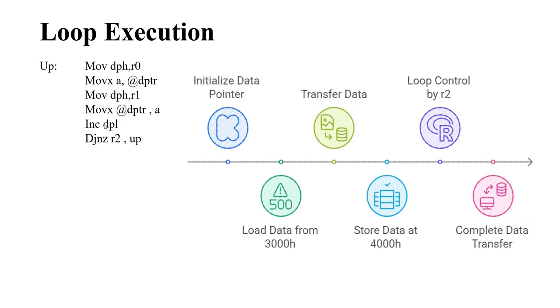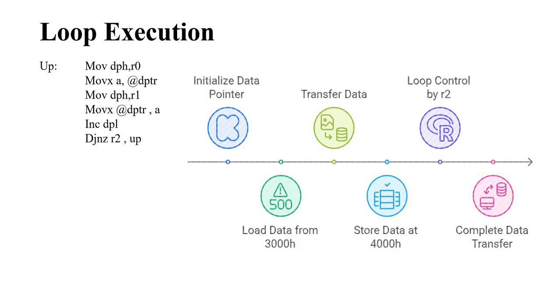After that, increment DPL. The lower byte has to be incremented. The lower byte was initialized to 00. Now it has to be incremented, so the lower byte will become 01.